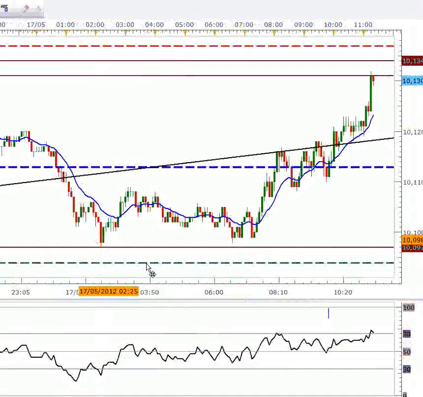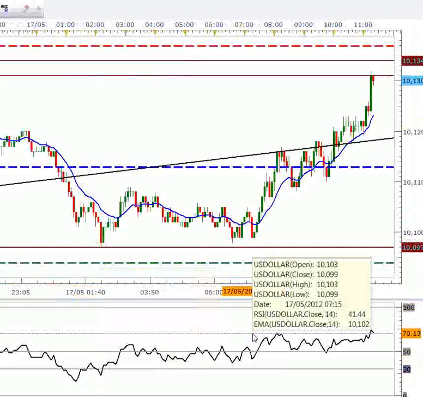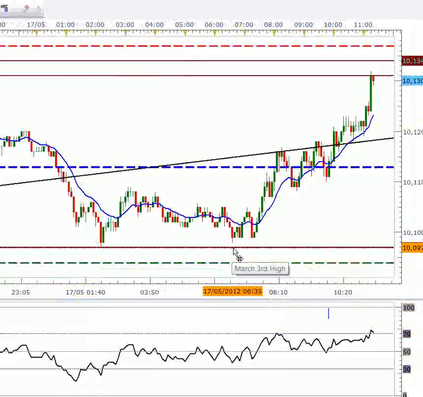But RSI has made a big difference. So RSI goes from 22 to 41, so it's an 18%. So although it's out by 2 ticks, RSI is up by almost 20%. So some degree of that divergence has to account for a momentum change.